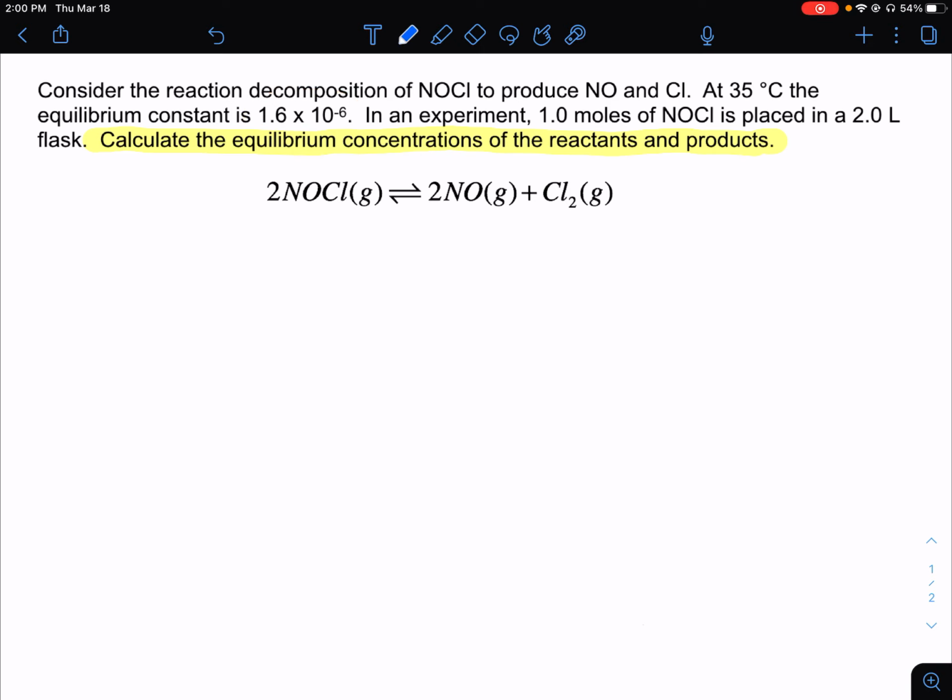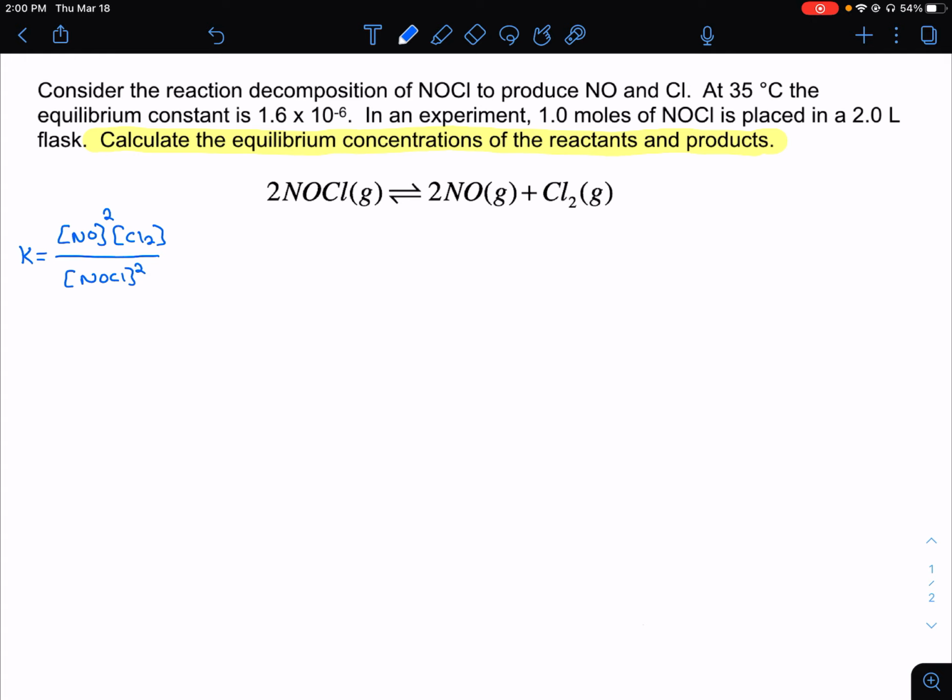And so off on the side, I'm going to write K equals, and remember it's going to be products over reactants, so NO squared, because of the 2 coefficient, times the concentration of Cl2, divided by the concentration of our reactant, NOCl, squared. So there's our expression for our equilibrium constant.